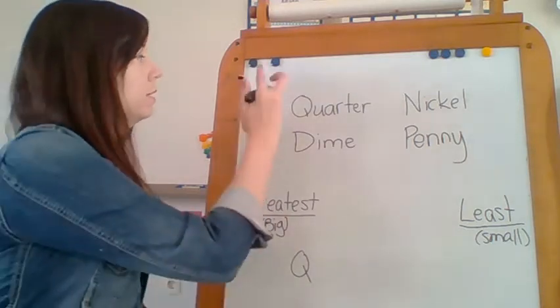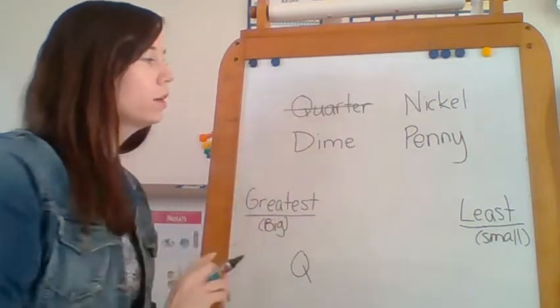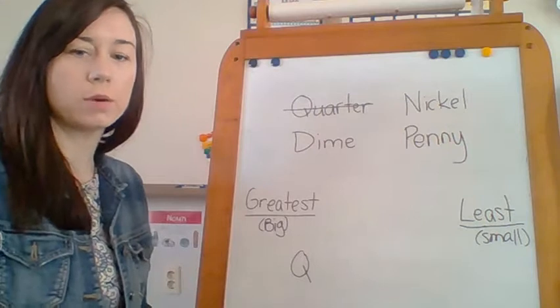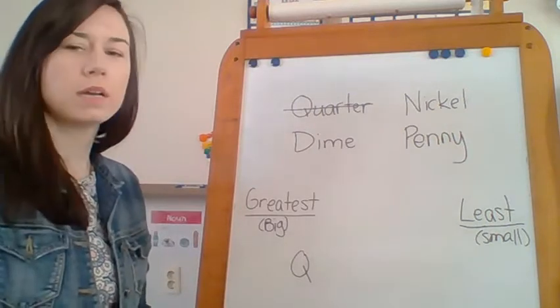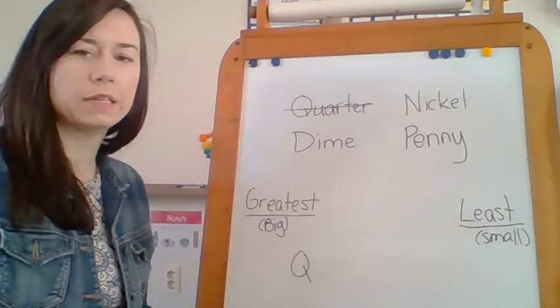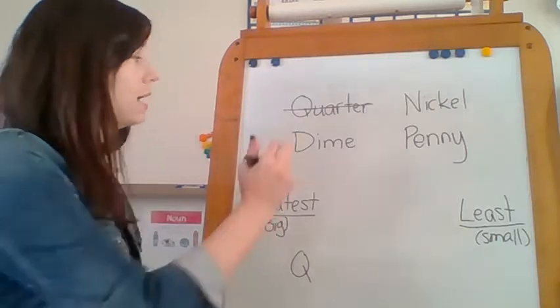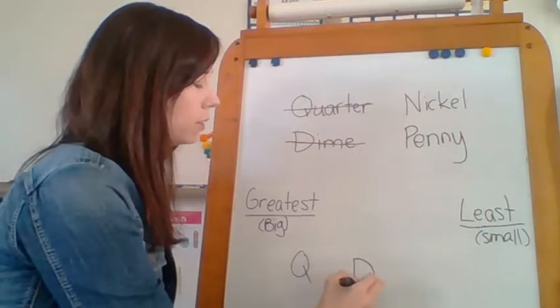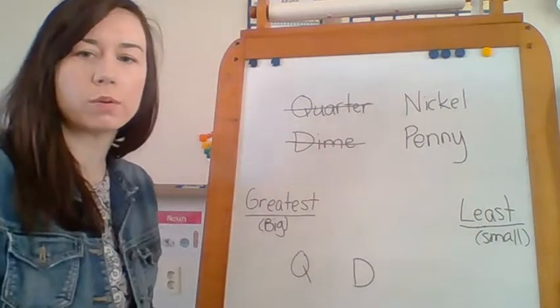All right, then, so I used quarter. What would be my second biggest value? So after my quarter, I have dime, nickel, and penny. You're right, dime. So a dime is worth 10 cents. So I would put that right after my quarter.